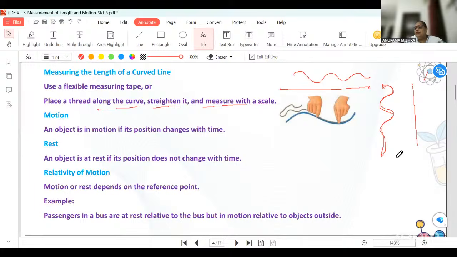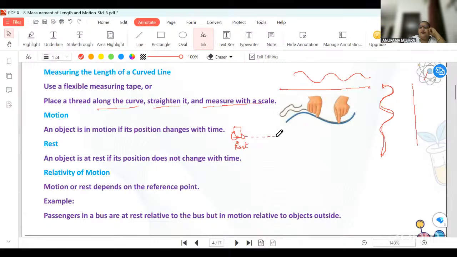Next comes motion. What do you mean by motion? It is in your class 6 DAV books, chapter number 6. An object is in motion if its position changes with time. Suppose the cycle is here, okay? I couldn't draw properly, but this is a cycle. This cycle is in this position. We say it is in a rest position.